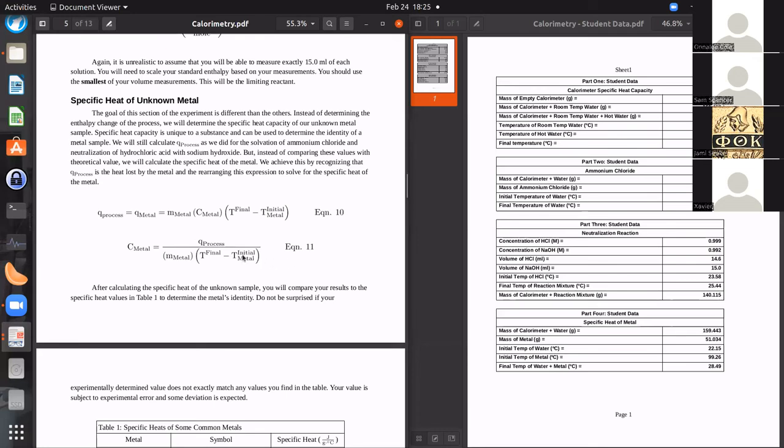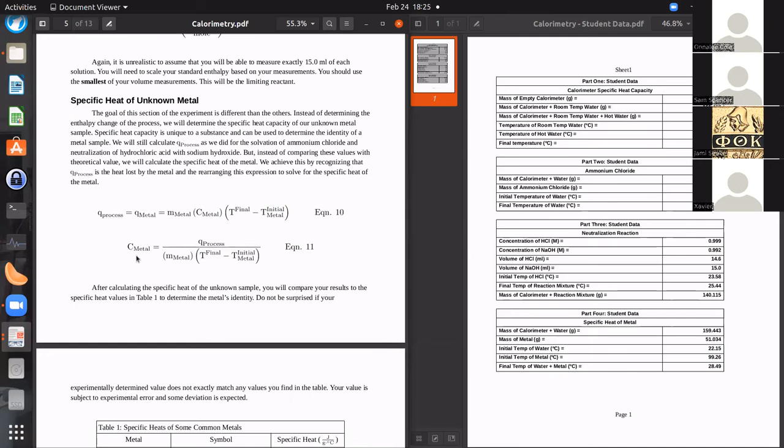We're going to see that this Q process is going to be a negative value, right? But this is also a negative value right here. So these two negatives are going to cancel each other out. We're going to get a positive specific heat for that metal.